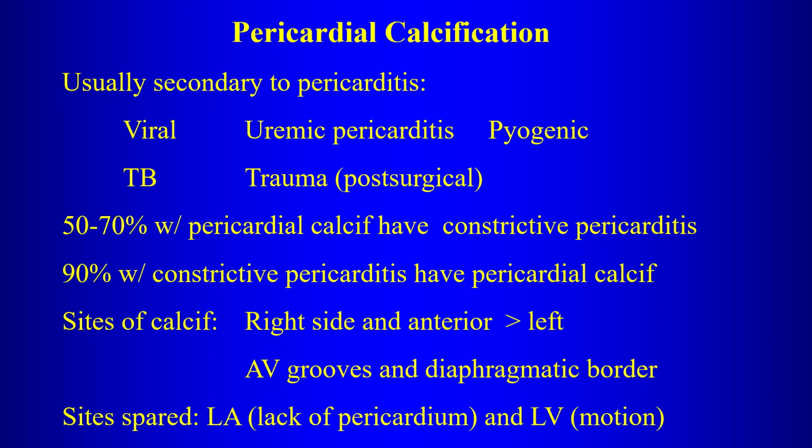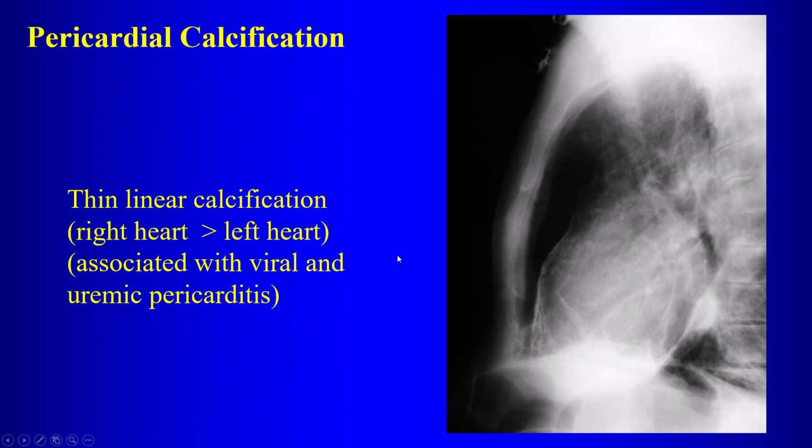50 to 70% with pericardial calcification have constrictive pericarditis, and 90% with constrictive pericarditis have pericardial calcification. Sites of calcification, right side and anterior more likely than the left side, AV grooves and diaphragmatic borders also. Sites that are spared, the left atrium because of lack of pericardium overlying the left atrium, and the left ventricle, probably because of motion of the left ventricle, does not allow buildup of calcification.